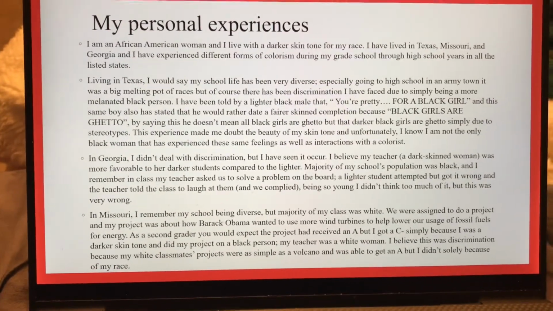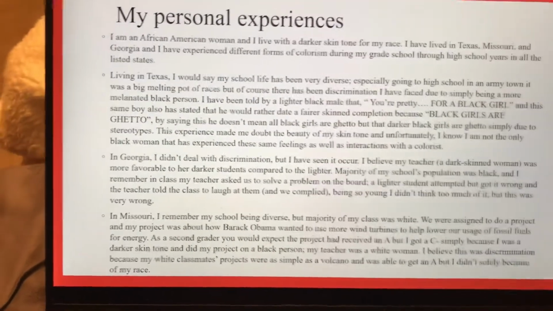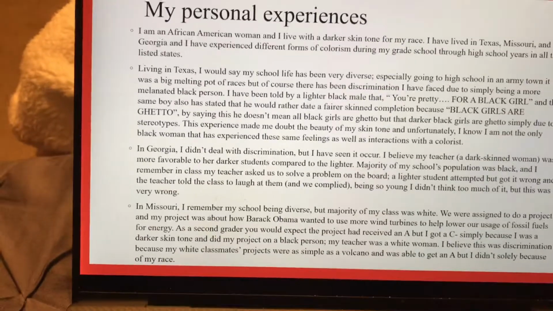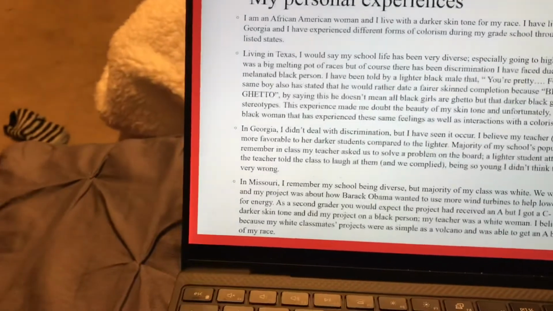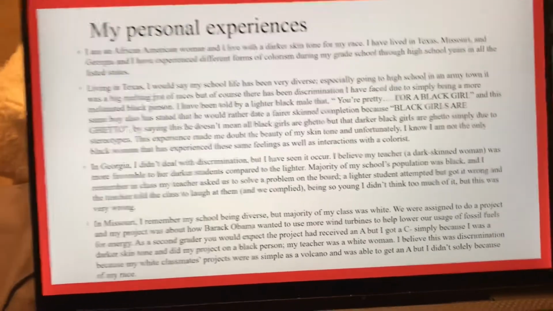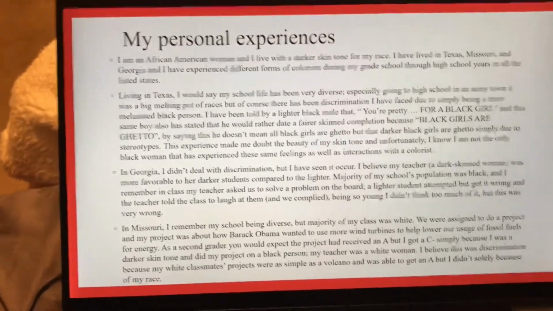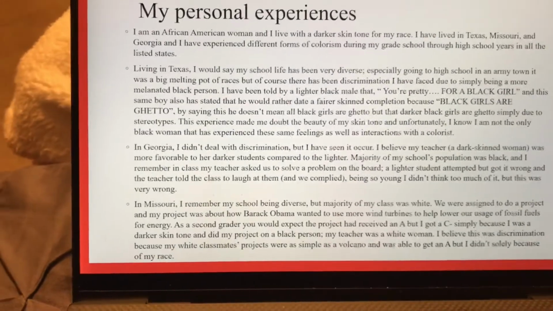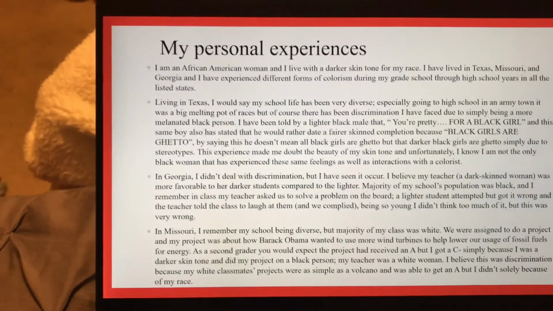And then the same person told me that he'd rather date a lighter complexion or just a lighter person or just a non-black person, because black girls are considered to be ghetto, and that's just really a horrible stereotype. That's just ridiculous.